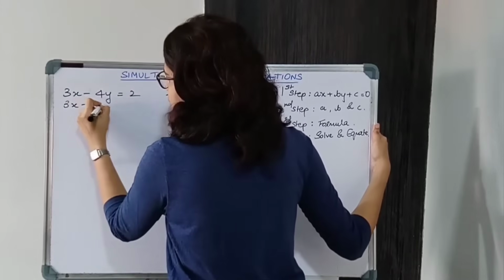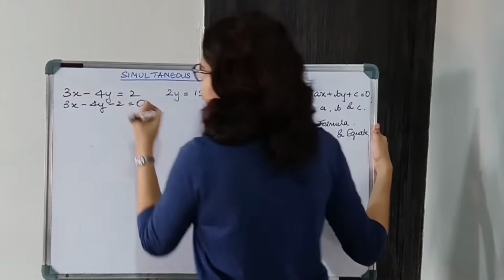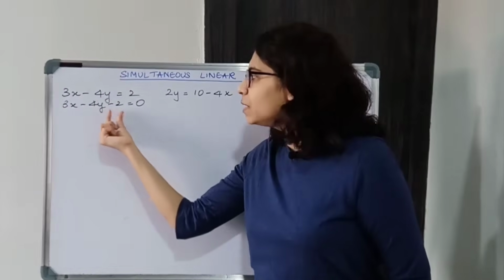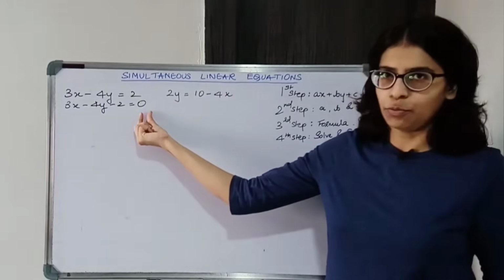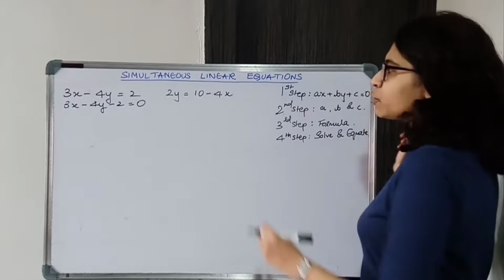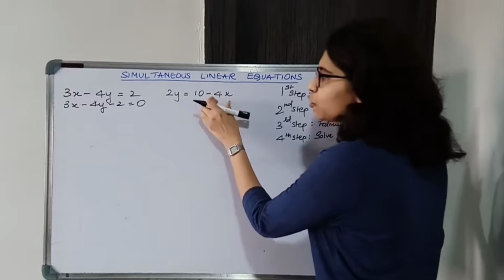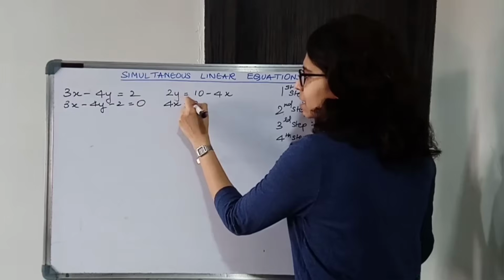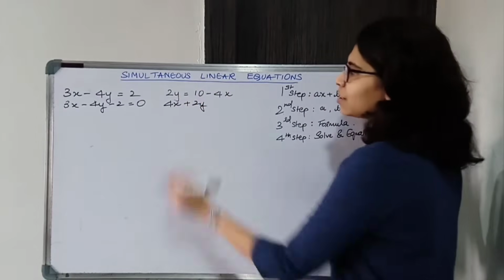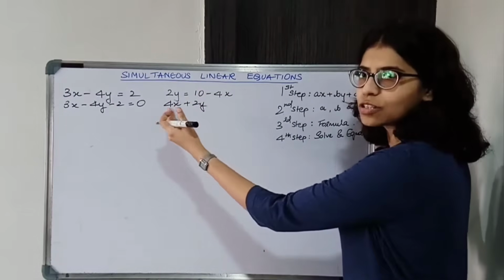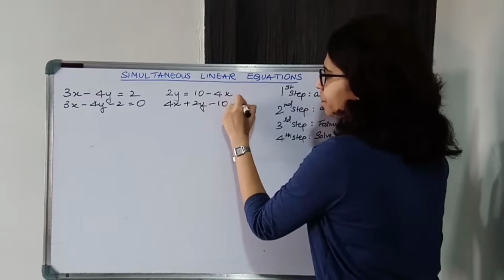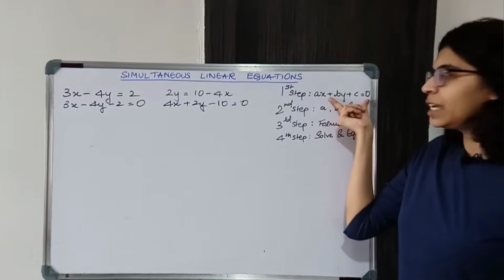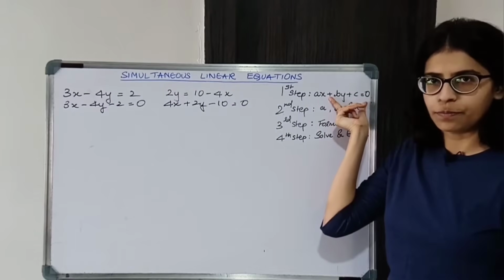3x minus 4y minus 2 equal to 0. First x वाला term, then y वाला term, then constant term equal to 0. Same thing over here. So minus 4x, if you shift over here it will become 4x. Y will remain as it is because it is already in LHS. 10 you will shift in LHS, so it will become minus 10 equal to 0. So now both the equations are in the required form ax plus by plus c equal to 0.